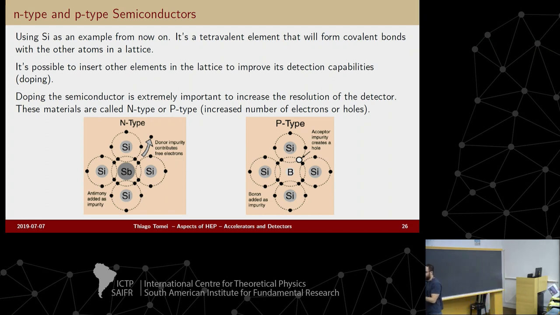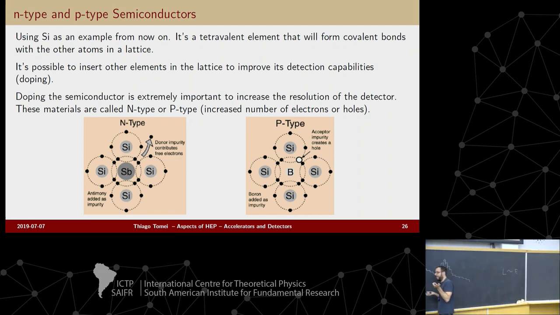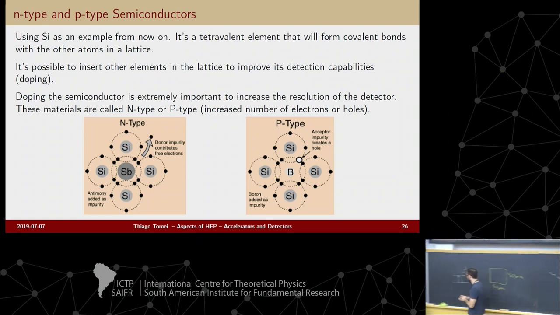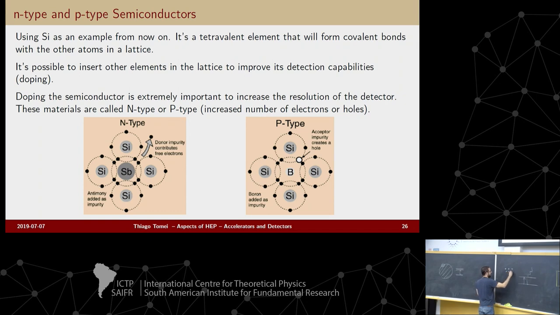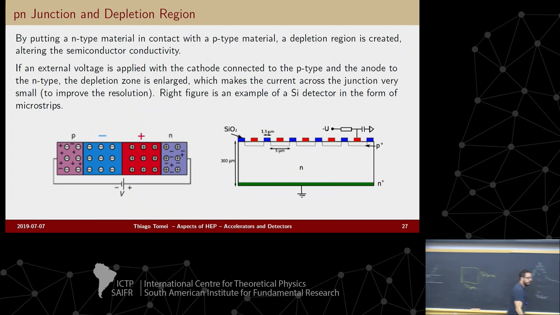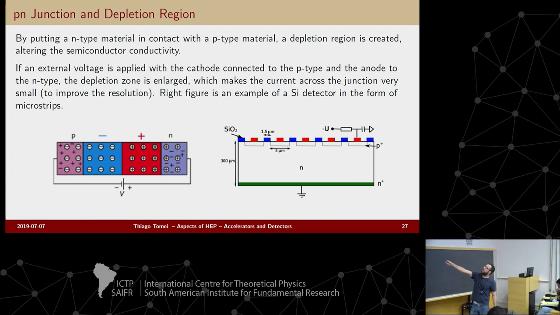And the thing is that you can consider these holes more or less like particles as well, positive particles, because if you have an electron missing, eventually an electron can move here, but that means that the hole moved here, so you can treat it as a quasi-particle in a sense. And it helps you model it to treat it like this. The point is that if you put one of these n materials in contact with a p material, you have a depletion region, where there are no electrons and holes.